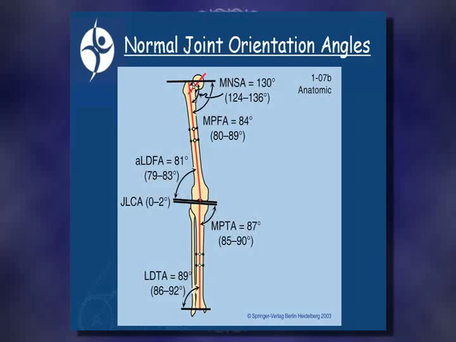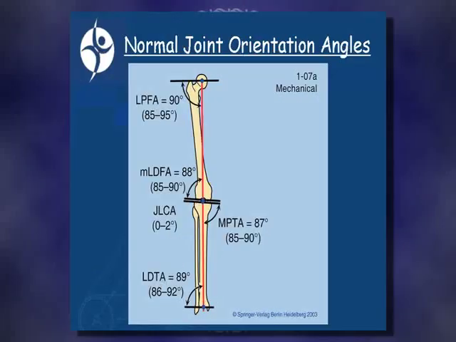In the femur, the number that's different is the anatomic lateral distal femoral angle, the LDFA. Instead of being 87 degrees or 88 degrees, you have to knock 6 degrees off because of the difference between anatomic and mechanical, and it becomes 81 degrees. So the normal anatomic LDFA is 81 versus the normal mechanical LDFA of 88 or 87.